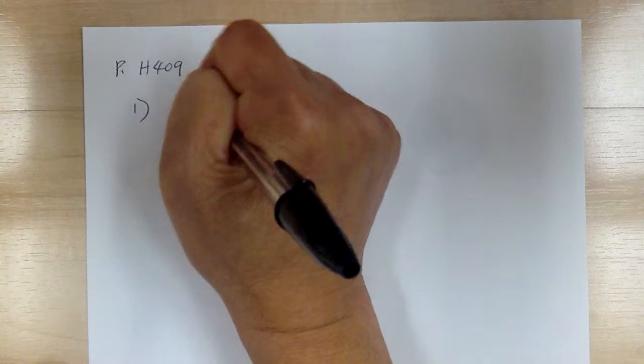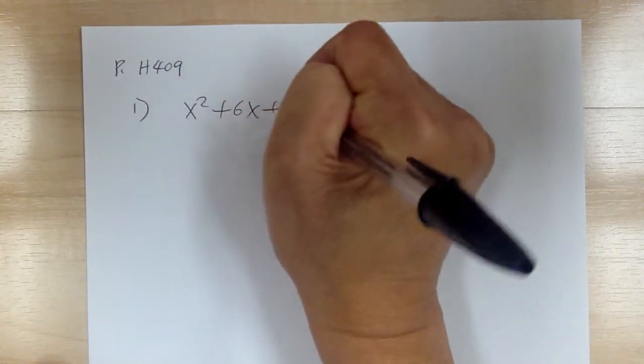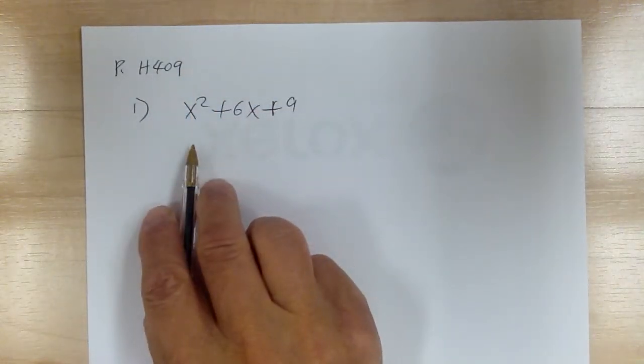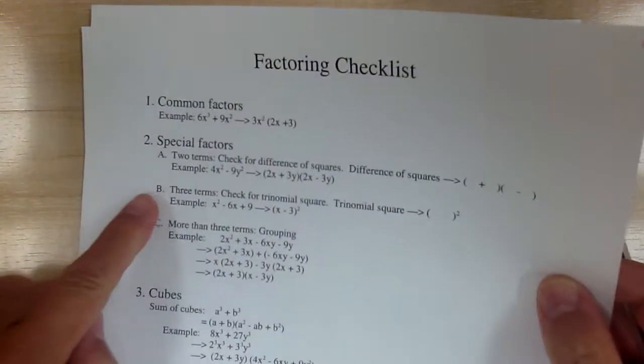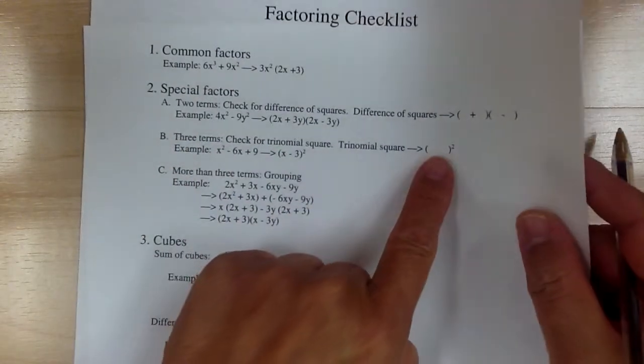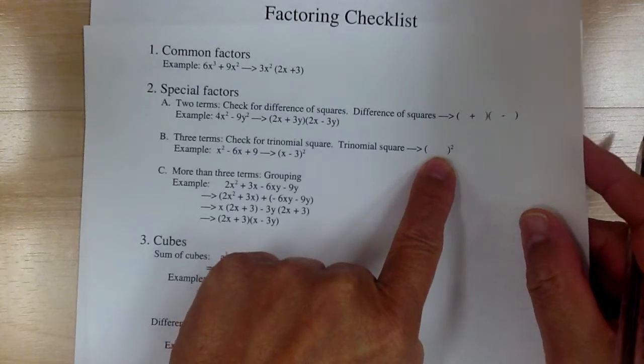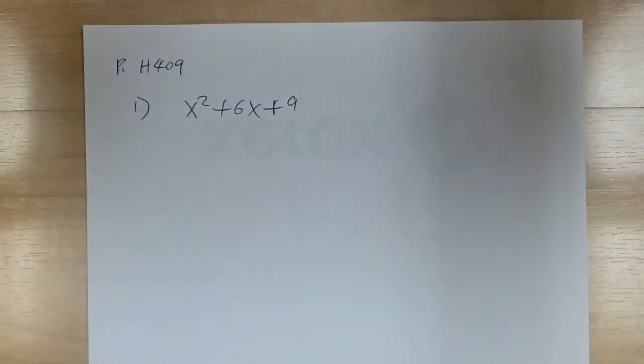Okay, so on number 1, you got x squared plus 6x plus 9. So first you do the step 1 common factor, cannot. So you go to step 2, so 3 terms, right? So 3 terms, you're doing the perfect squares. Okay, so that's your parentheses square.